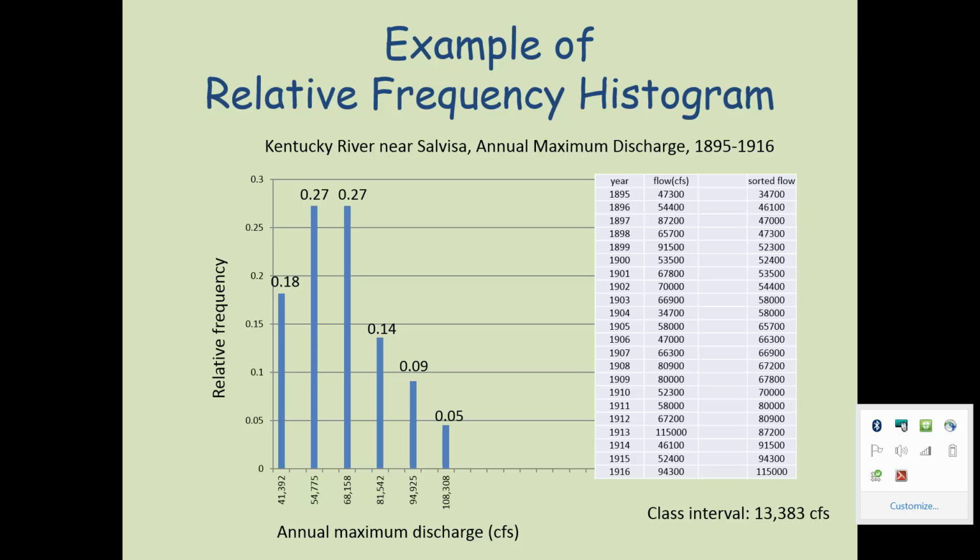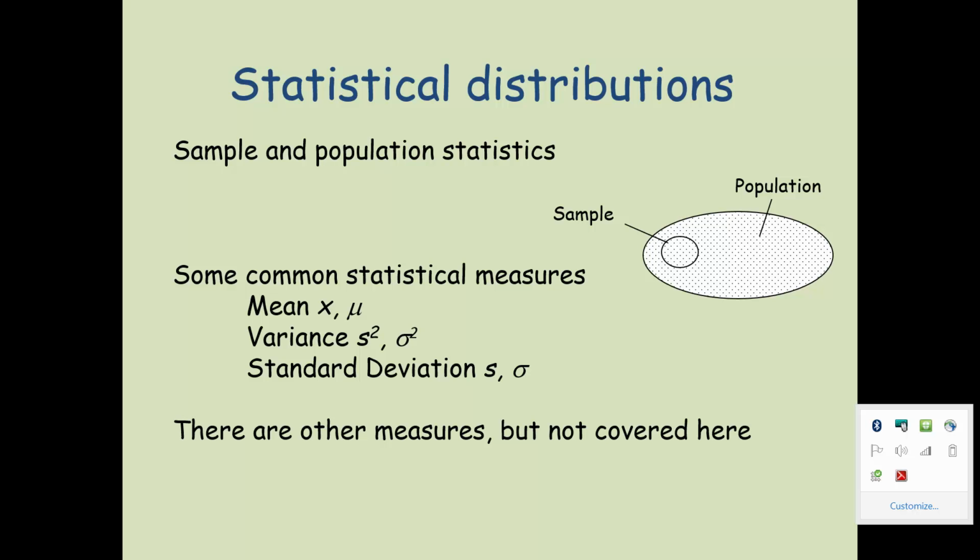Likewise, values that would fall in the range of 94,925 cubic feet per second would occur 9 times out of 100 years, and so forth. We'll talk a bit later about the way in which we might represent these discharges such that we might be talking about exceeding a certain discharge rather than having a discharge within a given class interval. So we'll go on and talk about statistical distributions.